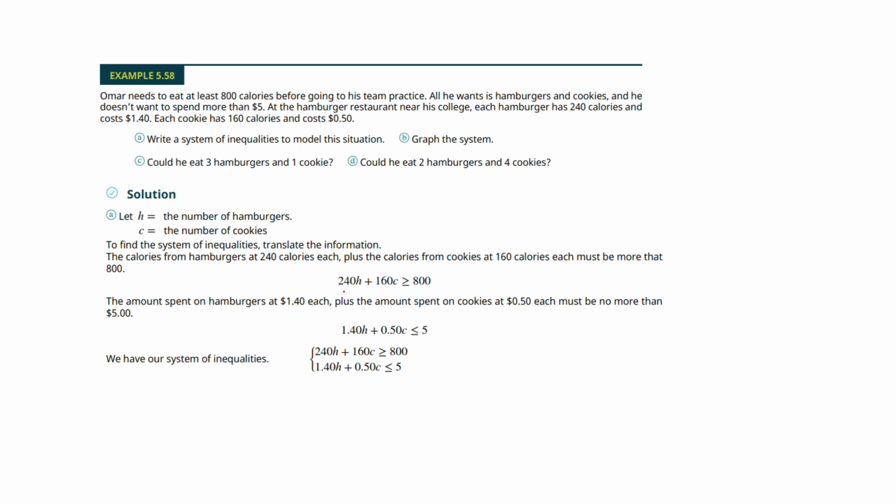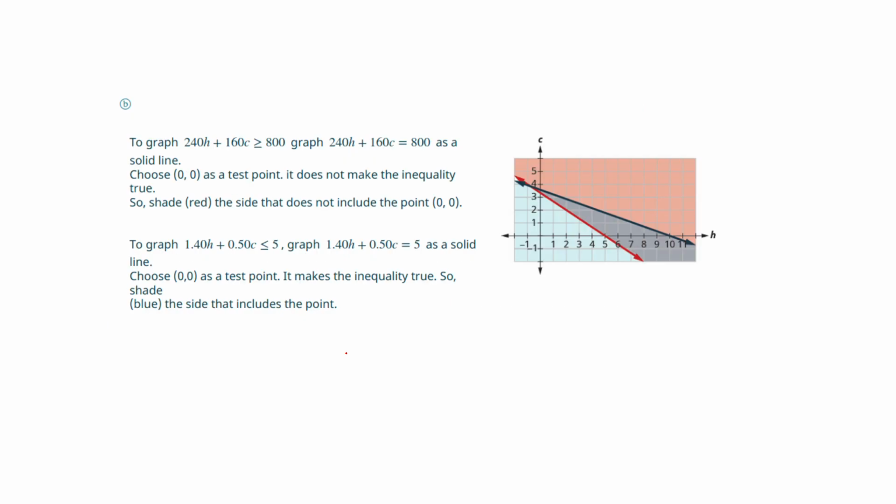Okay, so we have an equation where it's 250 calories per hamburger, 160 calories per cookie, and Omar needs to eat at least 800 calories. So here's one equation. And now we are going to do it based on the cost. Hamburgers are $1.40 each. It's 50 cents each for the cookies, and he doesn't want to spend any more than five. Okay, so here's our system. And again, graphing these with these word problems is making for some difficult scales, but they've done it here for us.